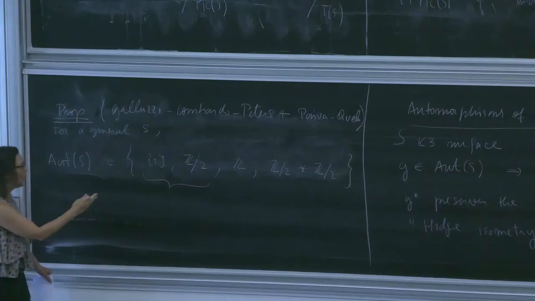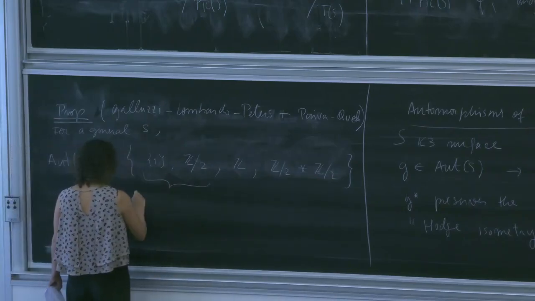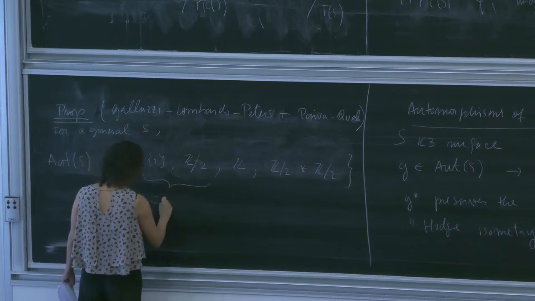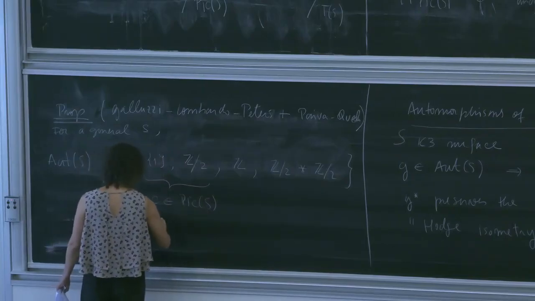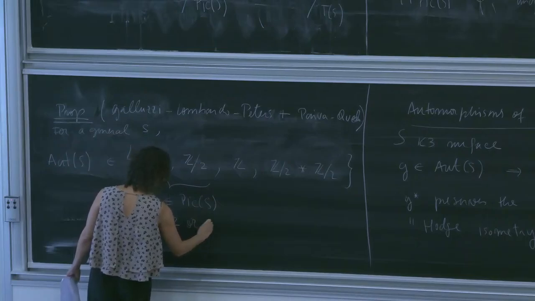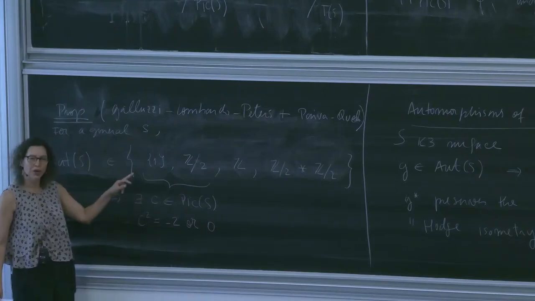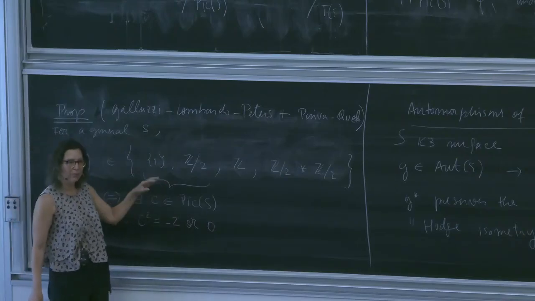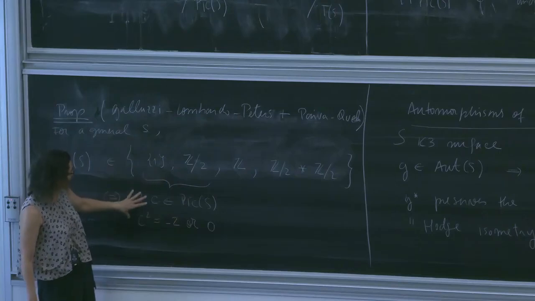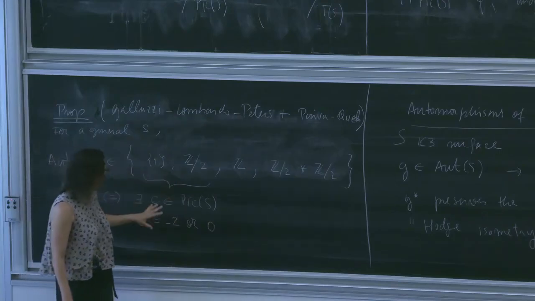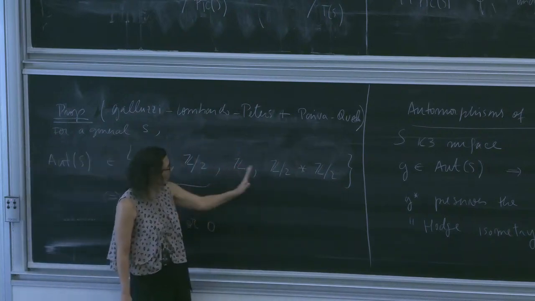So, first of all, if you want to decide whether it is finite or not, this will be finite if and only if there exists some class C in the Picard group such that C square is either minus 2 or 0. So that is, if I can find either a rational curve or an elliptic curve inside my K3, then the automorphism group is finite, and it is either trivial or Z2. If there is no such C, then the automorphism group is infinite, and it will be one of these two.